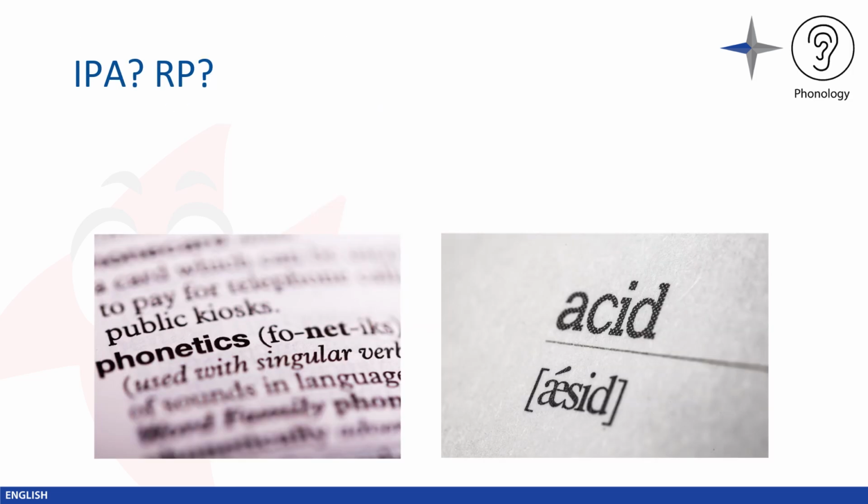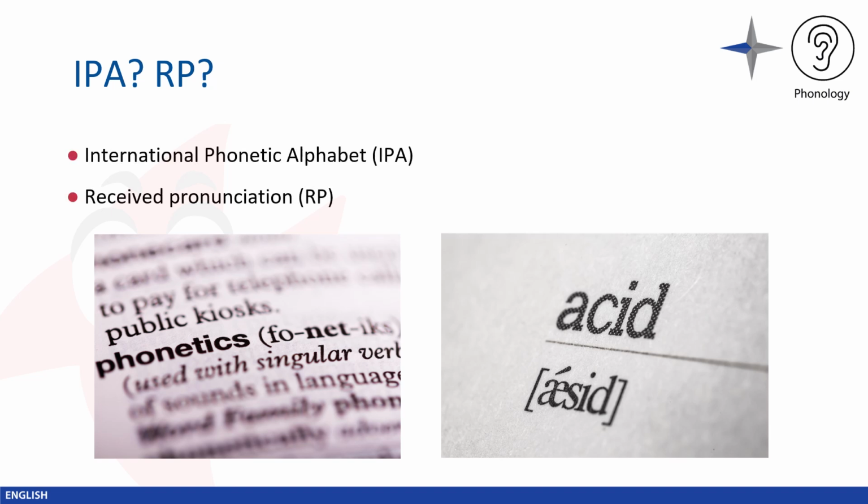All right, we are going to talk about IPA and RP. What are these? You might think that IPA stands for Instituto Pedagógico Urbano. Well, it's connected to languages specifically, so I wouldn't say it's that. Here are the definitions of these two words. International Phonetic Alphabet is what IPA stands for, and RP means Received Pronunciation. Let's look into this matter.